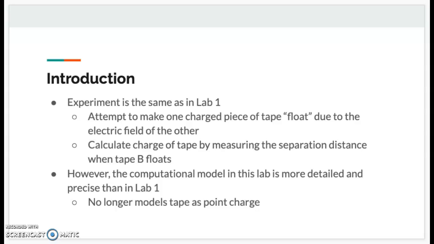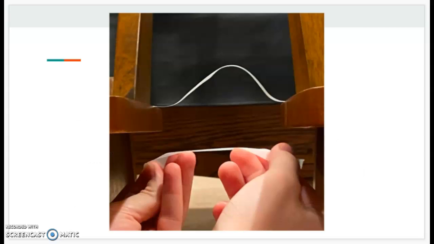This lab is different from Lab 1 because in the coding section of this lab, we no longer model the tape as a point charge like we did in Lab 1, but rather as a collection of many point charges. Here's a quick picture of the experimental system. The top piece of tape is floating above the other due to the electric field of the tape I'm holding.